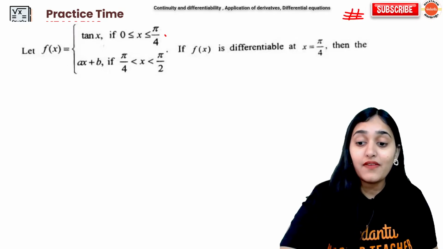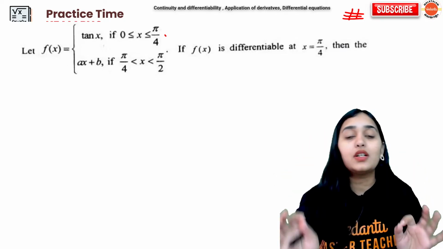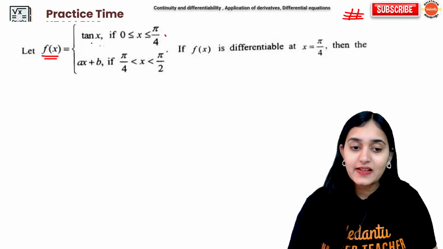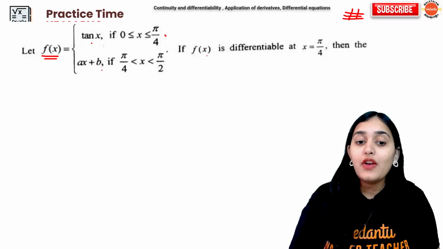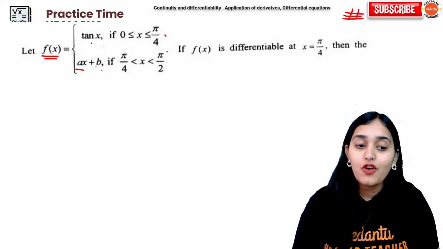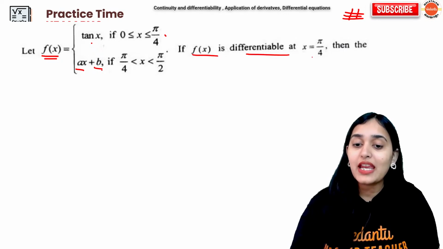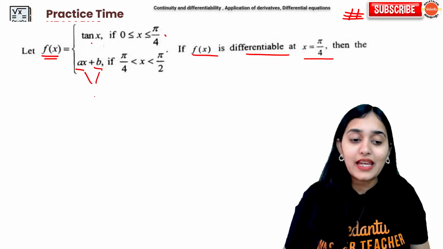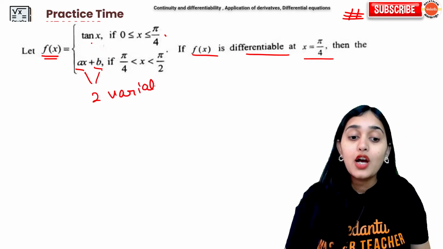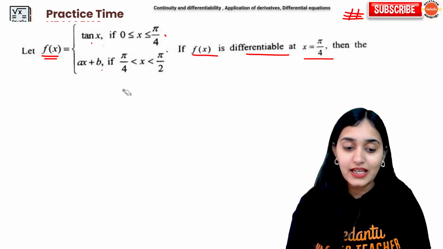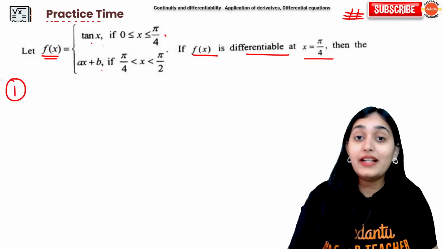Next, this is a very good question. Please listen to it very carefully. See what we have to do. Function is given tan x and ax plus b. You have to basically find the value of a and b when f(x) is differentiable at x is equal to pi by 4. Whenever you have two variables given, you have to apply two formulas. What are the two formulas? Please listen very carefully.